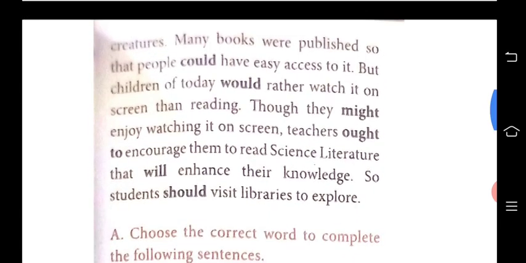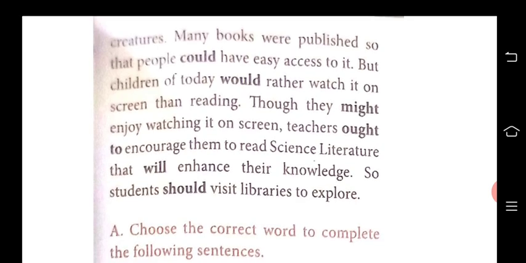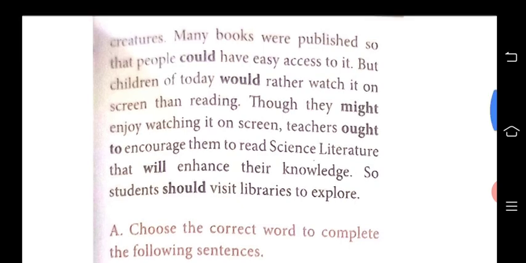So this is the moral obligation in semi-modal. So we have used ought to. "The teachers ought to encourage them to read science, literature that will enhance their knowledge." So futurity, so we use will. "Students should visit libraries to explore." So here in the textbook they have used should.